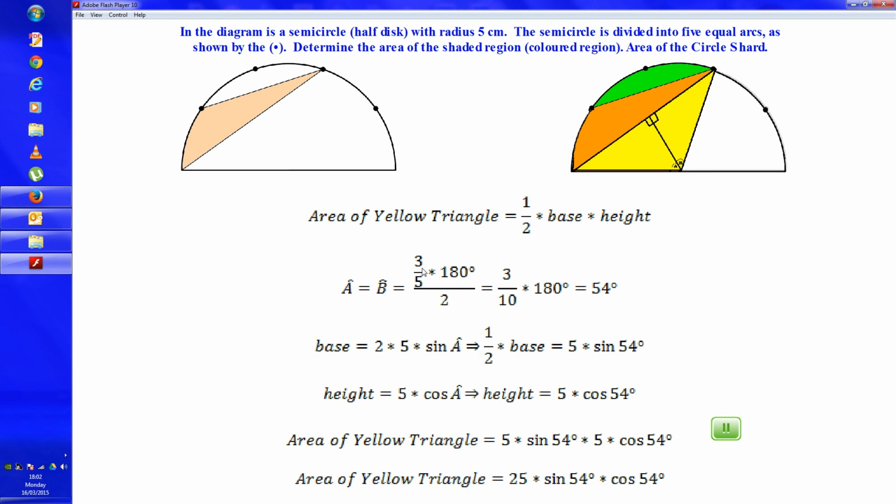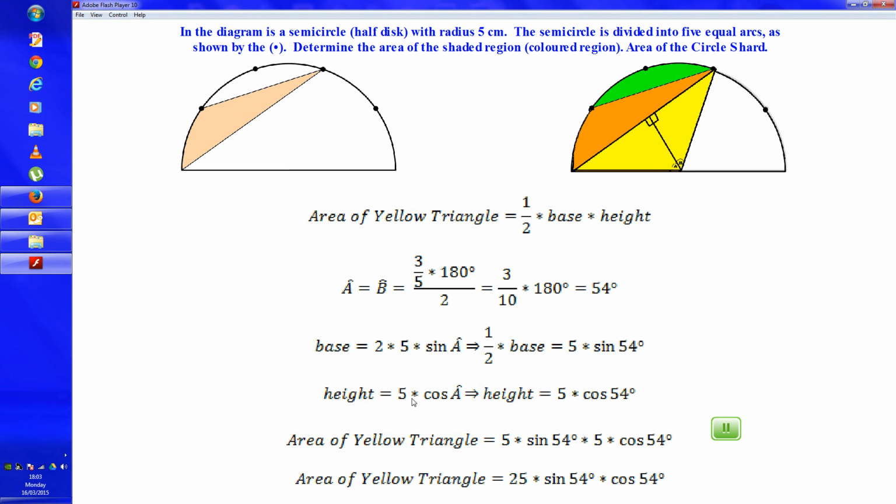Now the easiest way to work this out is we've worked out that 180 degrees is the angle of the semicircle here, and of the 180 degrees, 3/5, the 3 sections we're interested in, as this triangle stretches across the 3 sections. 3/5 of 180 divided by 2, because we have an isosceles triangle there, we get 3/10 of 180, which is 54 degrees for angle A and 54 degrees for angle B. Now the base is 2 multiplied by 5 sine A, and half the base is the same as 5 sine 54 degrees, which is our angle A.